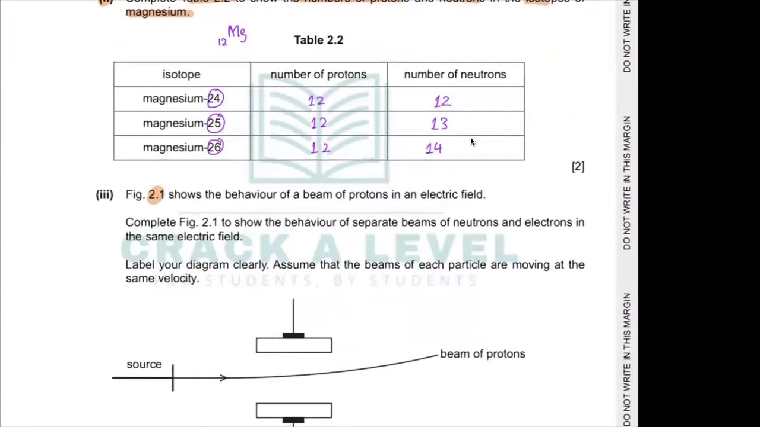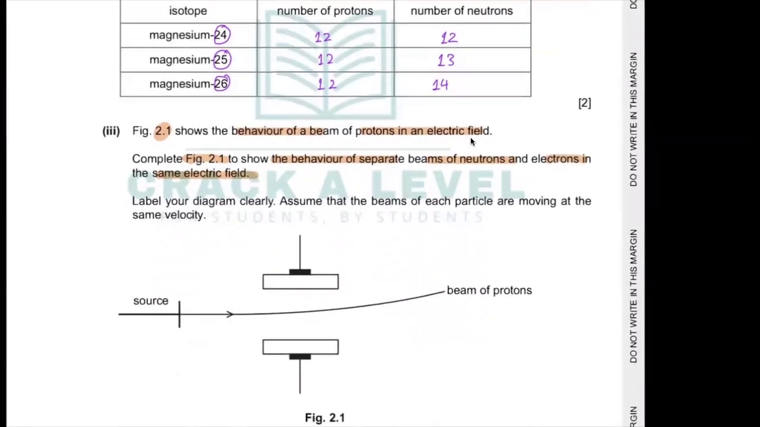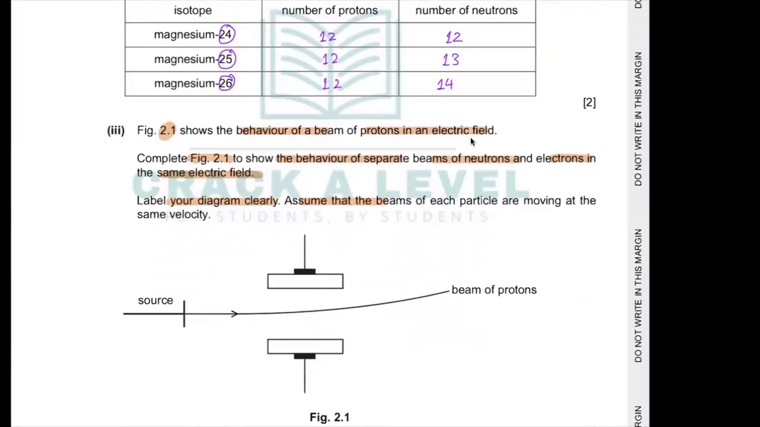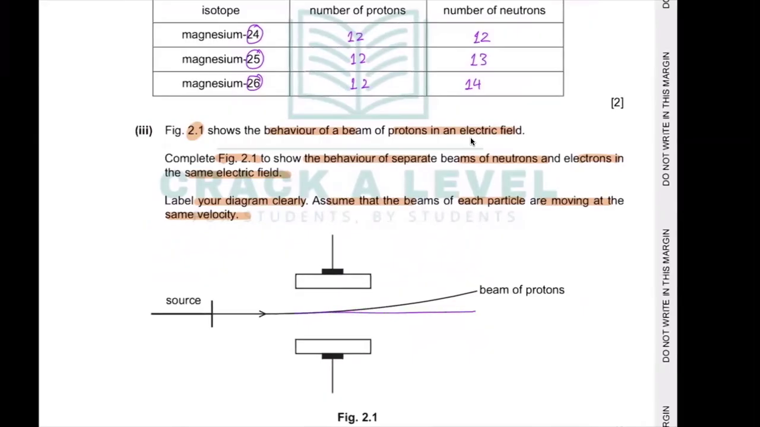Now figure 2.1 shows the behavior of a beam of protons in an electric field. Complete figure 2.1 to show the behavior of a separate beam of neutrons and electrons in the same electric field. Label your diagram clearly. Assume that the beam of each particle is moving at the same velocity. Okay, so if they are moving at the same velocity, we are going to draw at the same distance. So the beam of neutrons, as neutron is neutral, is going to be straight.